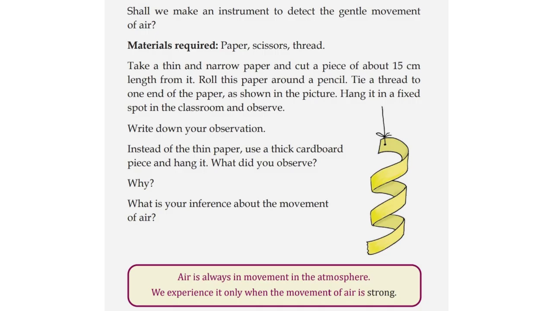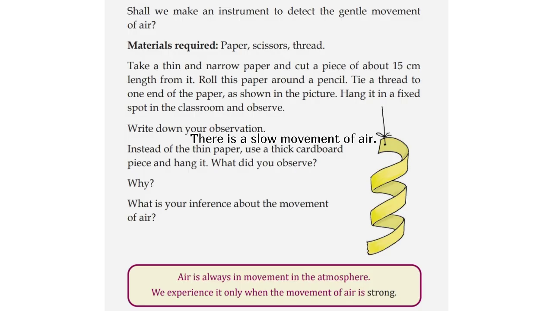Materials required: paper, scissors, thread. Take a thin and narrow paper and cut a piece of about 15 cm length from it. Roll this paper around a pencil. Tie a thread to one end of the paper, as shown in the picture. Hang it in a fixed spot in the classroom and observe. Write down your observation. There is a slow movement of air.